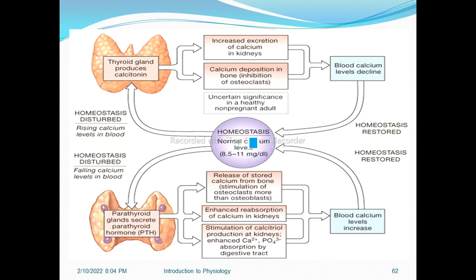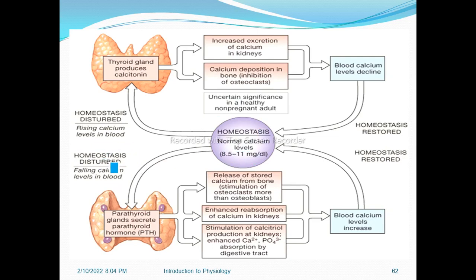In the case of increased calcium level in the blood, calcitonin will be responsible to decrease calcium in the blood and restore homeostasis. So the action of calcitonin is, one, by increasing excretion of calcium in the kidney to decrease it. The other is by deposition of calcium in the bone.